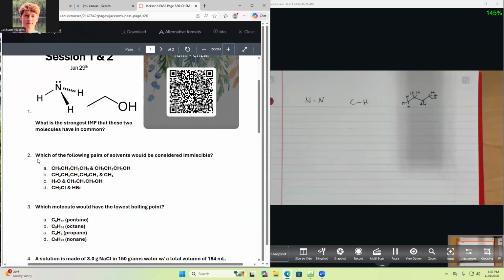But let's go to the next one. Which of the following pairs of solvents could be considered immiscible? There are two words here that might throw you for a bit of a loop. First, the word solvent. If we're talking about a solute and solvent, what is the liquid part? What's the dissolved part? Yes, like I said, liquid. Most of the time you think of a liquid, but it could be a gas or something like that.